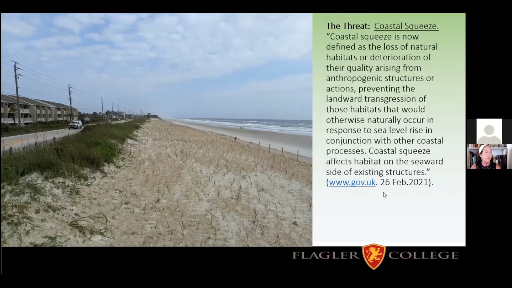So that's the definition. But before I jump into what I'm going to talk about with regard to the research, we really need to understand these concepts such as coastal squeeze. I want to go through a couple other definitions.